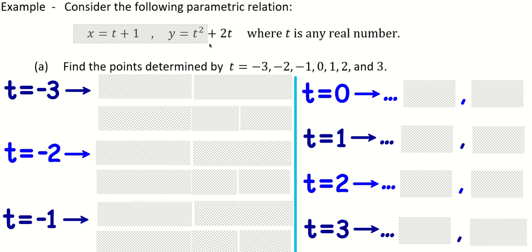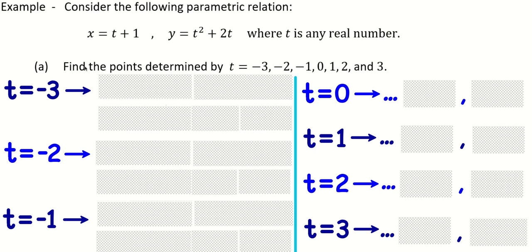So here is what parametric equations look like. Our variables are x and y, but then we have this parameter t, and both x and y are defined in terms of t. x is equal to t plus 1, y is equal to t squared plus 2t. So this is what parametric equations are: your two variables defined in terms of a third variable called a parameter, which is very, very often t.